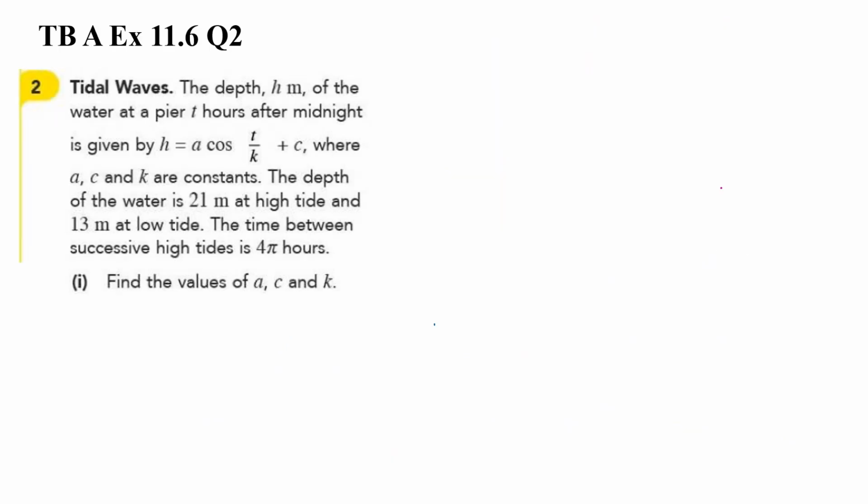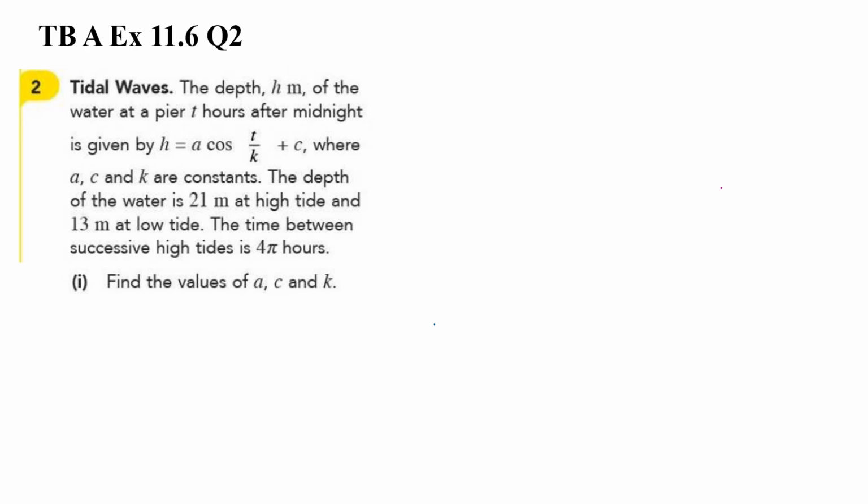Let's look at these questions here. This is the question regarding tidal waves. We have a cosine trigonometric function represented by h equals a cos(t over k) plus c, where a, c, and k are constants to be found. The depth is represented by h, t hours after midnight. So it starts from midnight.